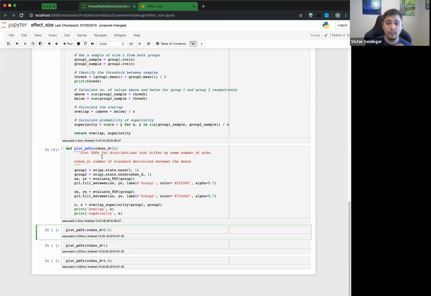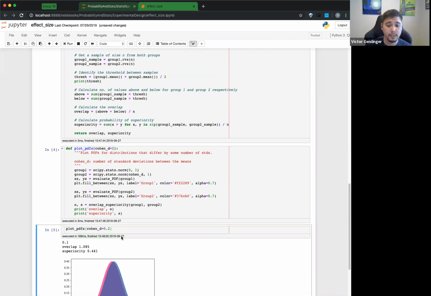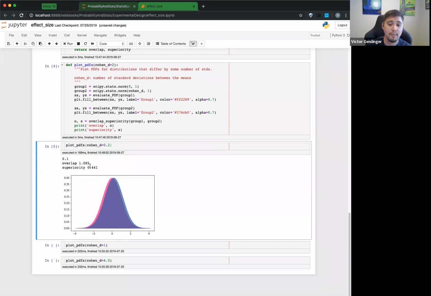But now we have this part, where we can graph different plots with a Cohen's D of 0.2. With the 0.2, you can see this is showing an overlap of 1.085, and a superiority of 0.41. So you can start comparing these. But the main thing is to look at this visualization. You can see a Cohen's D effect of 0.2 with these values.